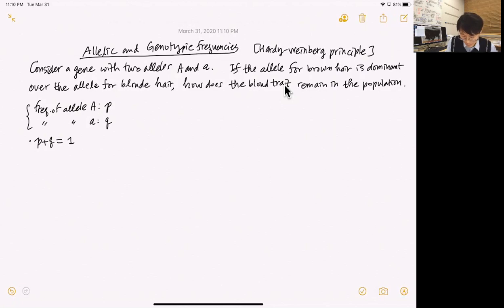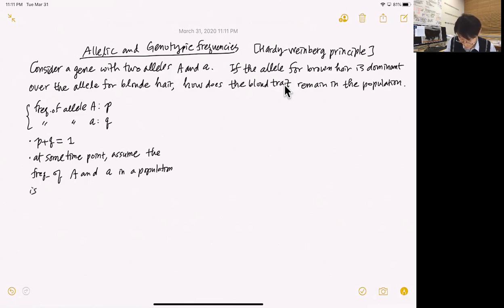Okay, so at some time point, assume the frequency of allele A and the frequency of allele small a in a population is given as, let's say, P equals 0.8, so 80%, and Q, the frequency of the allele small a, is 0.2. Then what happens for the second generation?